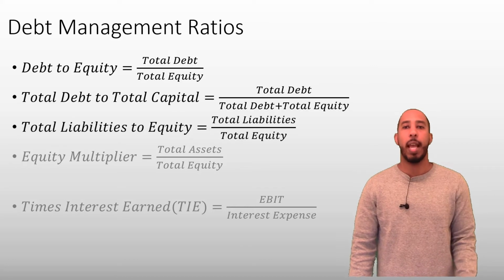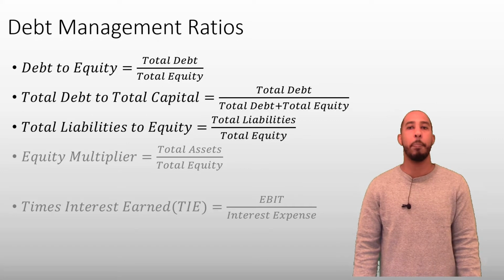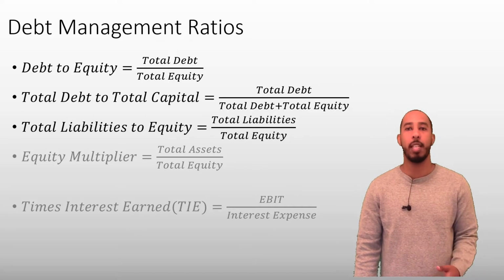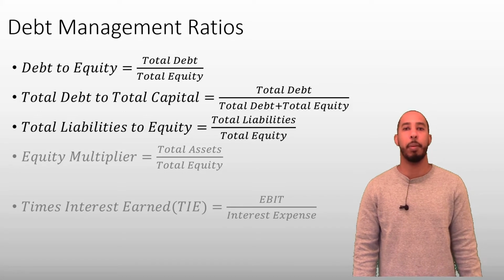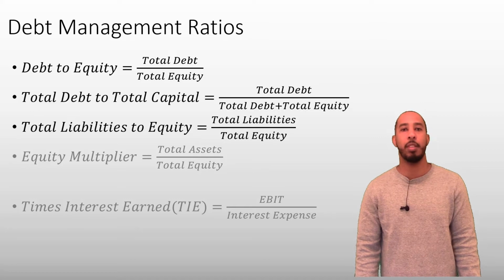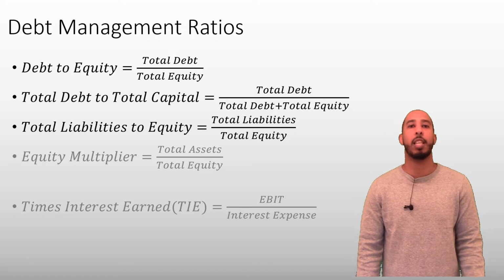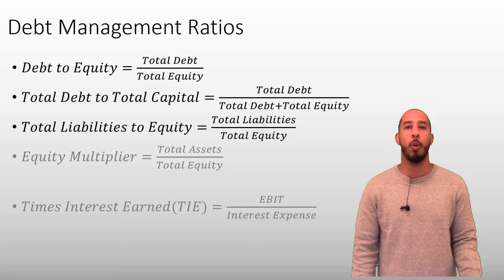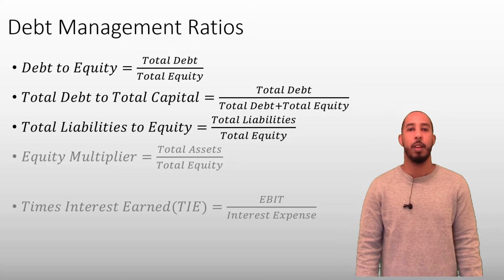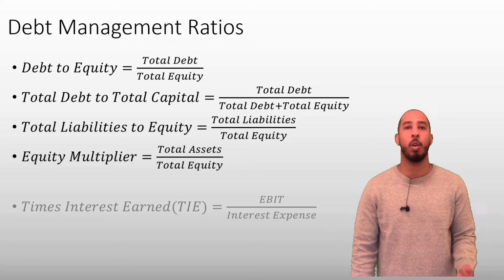Total liabilities to equity expands the concept of sources of funds a little bit. Instead of viewing borrowing just in terms of long-term debt, we're going to include all the company's liabilities, the current and long-term liabilities. But the main interpretation that we got from the debt to equity ratio and the debt to capital ratio still applies here. A higher total liabilities to equity ratio implies that the company is relying more and more on borrowing to fund their business. Finally, we have the equity multiplier, which is the ratio of total assets to total equity.